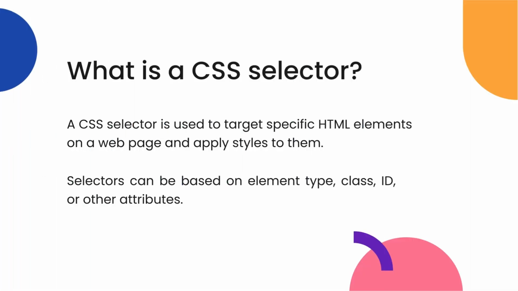What is a CSS selector? A CSS selector is used to target specific HTML elements on a web page and apply styles to them. Selectors can be based on element type, class, ID, or other attributes.